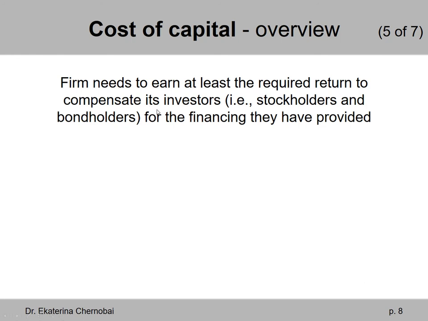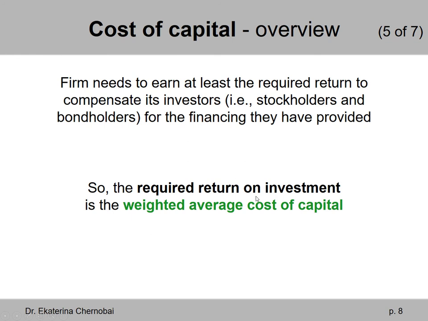So to summarize, a firm needs to earn at least the required return to compensate its investors, stockholders and bondholders, for the financing that they have provided to the firm. And so the required return on any investment project is the weighted average cost of capital. So it's like the average of the cost of debt and the cost of stocks.